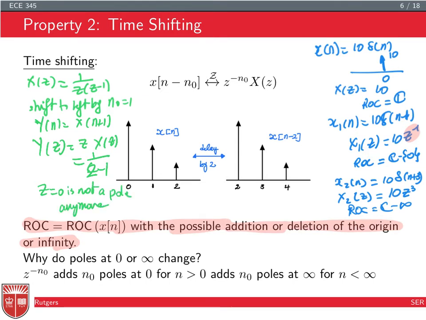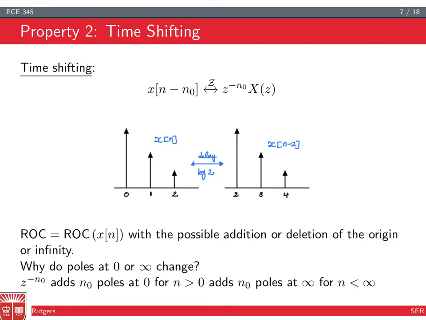So this is what the rule says. So you have to be careful. You may have to remove or add infinity to the ROC. To summarize, for a time shift, when you shift to the right by n0, you have to multiply X of z by z to the minus n0, and the ROC is the same, except that you may have to add or delete 0 or infinity.